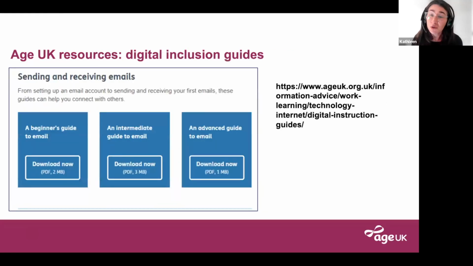And Age UK have also created a series of offline resources, and these are called our digital inclusion guides. They cover 10 topics. And these walk through common activities step by step. They're written for beginners, intermediates, and also for advanced learners. So this makes them suitable for older people to use and kind of teach themselves. These are also available to download for free on the Age UK website.